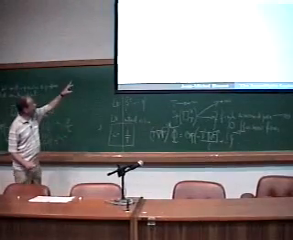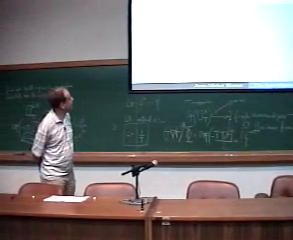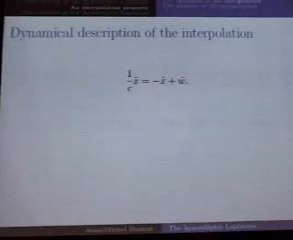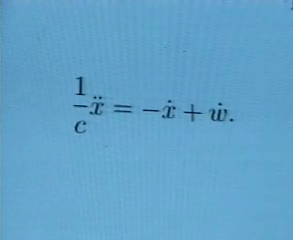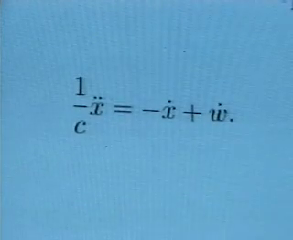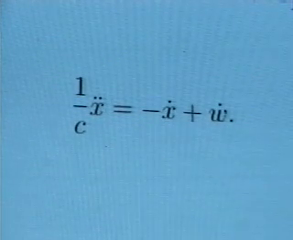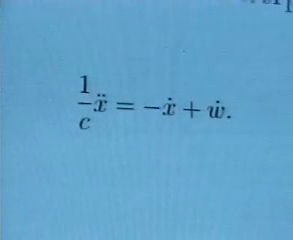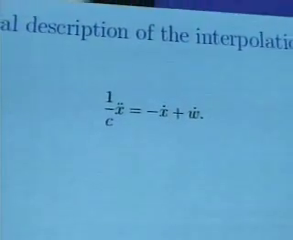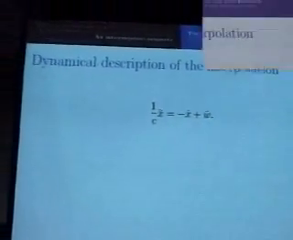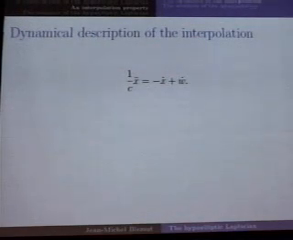I wrote the second order equation as x double dot divided by c is equal to minus x dot plus w dot. Let me show you first that from the dynamics point of view, these dynamics interpolate between Brownian motion and the geodesic flow. Brownian motion is itself associated with the Laplacian, which is Hodge theory.